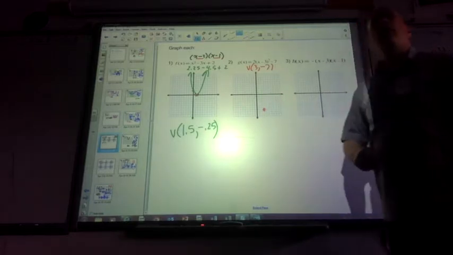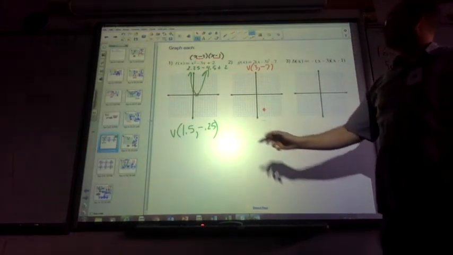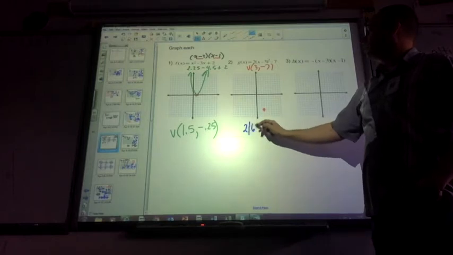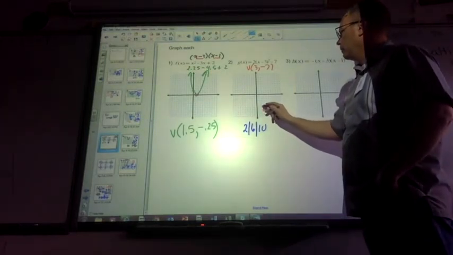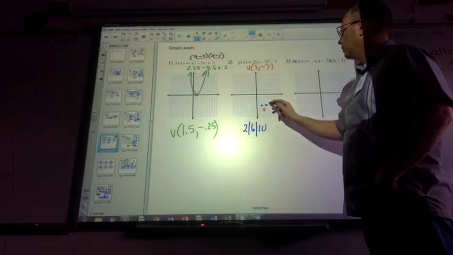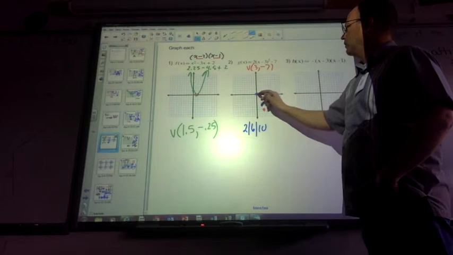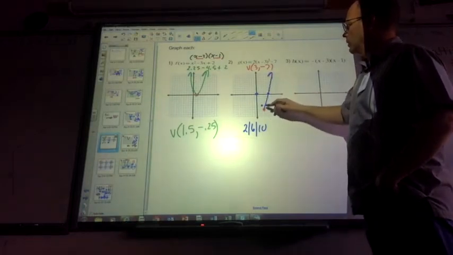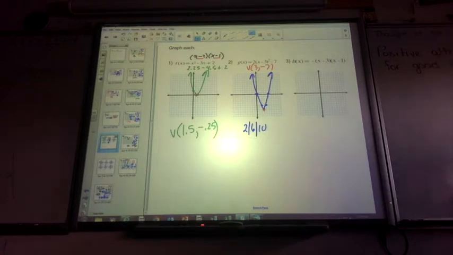Pattern graphing going to work on this one? 1, 3, 5? No, what's going to be? 2, 6, 10? All right, right one up 2, left one up 2, right one up 6, left one up 6. Hey, look at that, I just found some roots. Hey, does pattern graphing always find your roots? No. Not always.